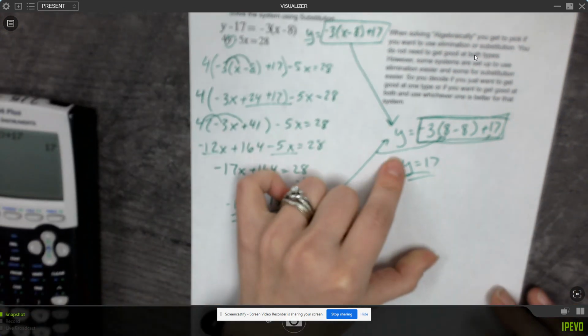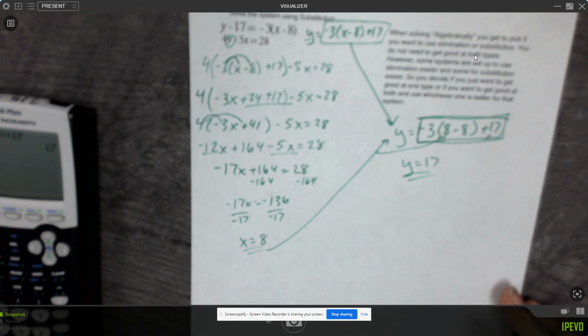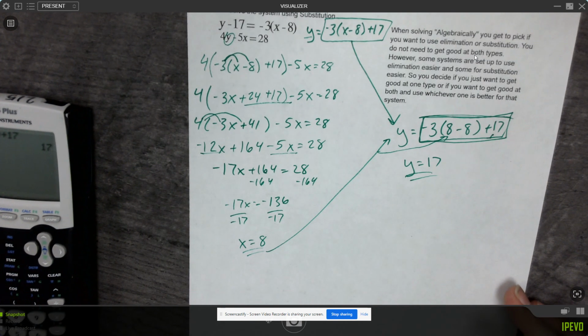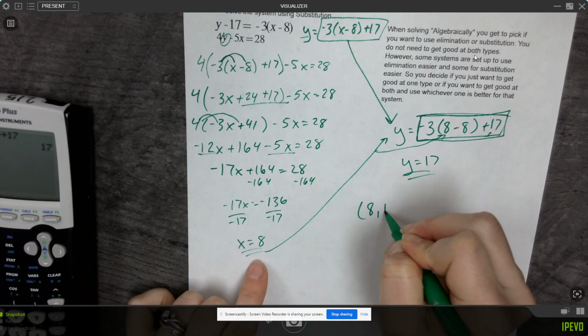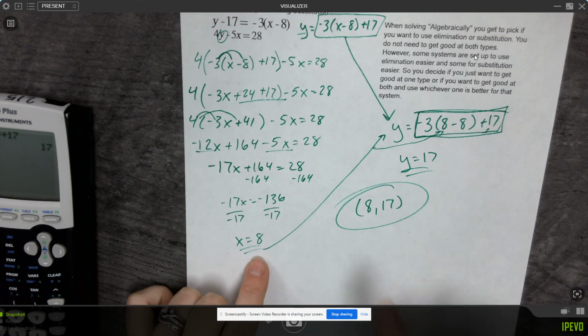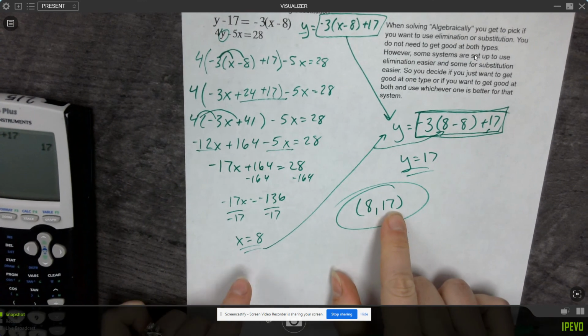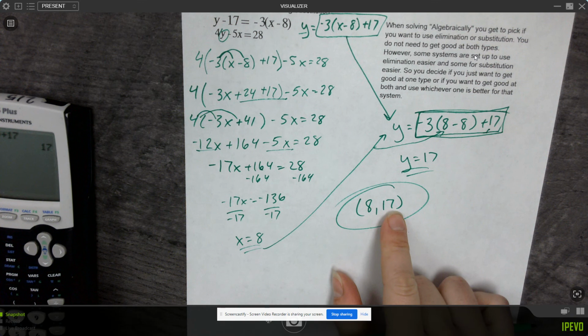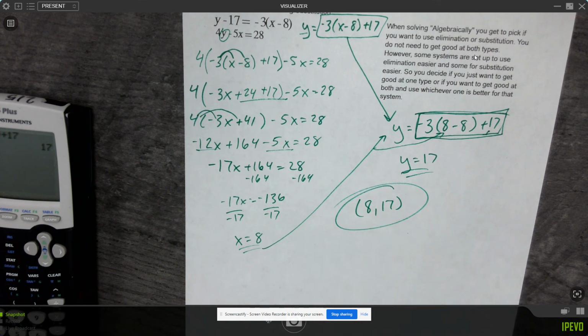Because you already had your variable by itself, you can just type it in your calculator. It will potentially make life easier. Now your answer is your coordinate point, 8, 17. Making sure you put x and then y. So if you had solved for y first, make sure it actually goes second in your coordinate point.